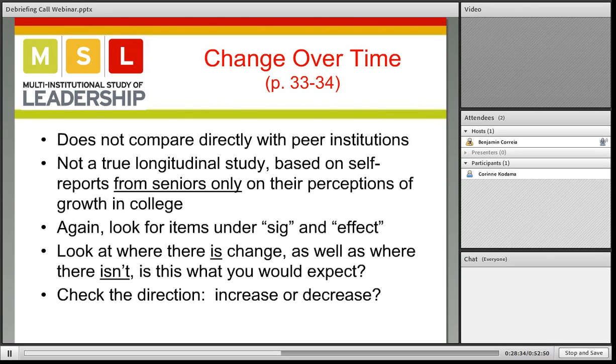Okay, now the next set of tables is the change over time. And as you know, the MSL is not a longitudinal study. It is a cross-sectional design. But research shows that pre-college experiences do matter. And so there is a measure within the MSL to control for the effect of pre-college experiences. So it's sort of a quasi-pretest on the primary outcomes of the study.